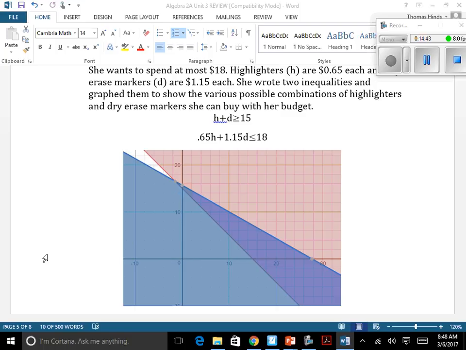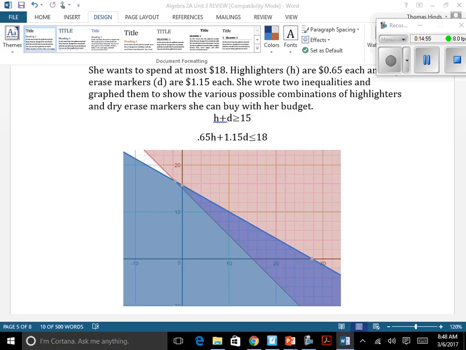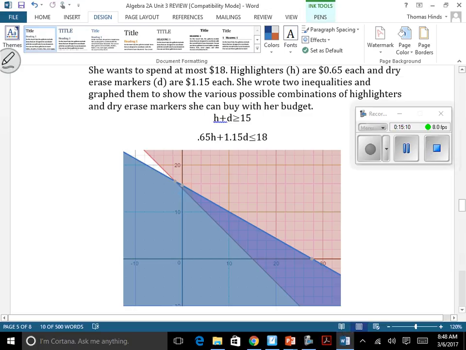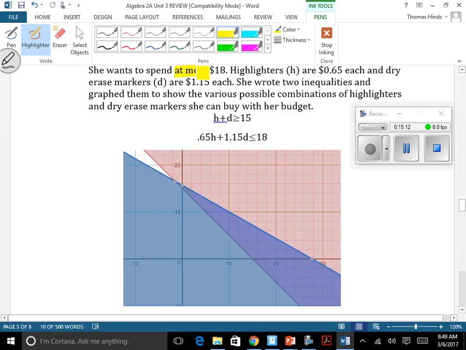Did we mark on this? Not completely. All right. So with your highlighter, we're going to see if we can highlight some things that can show what I did there. All right, here. She wants to spend at most, in other words, no more than 10 units. At most, please highlight at most. She wants to spend at most $18.